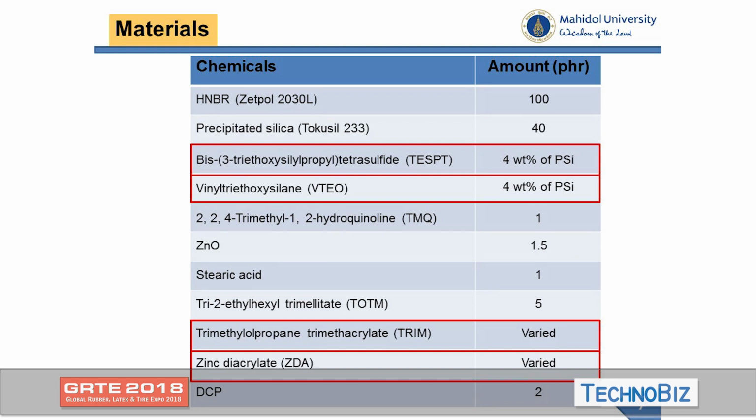The TMQ was used as the antioxidant, and the coagents used in this study are TRIM, trimethylolpropane trimethacrylate, and zinc diacrylate, or ZDA. And the ratio of the coagent will vary in this study. The DCP was used as the curing agent and kept constant at 2 phr.